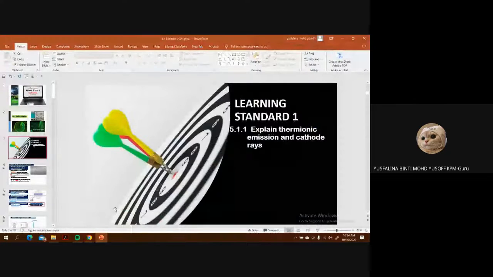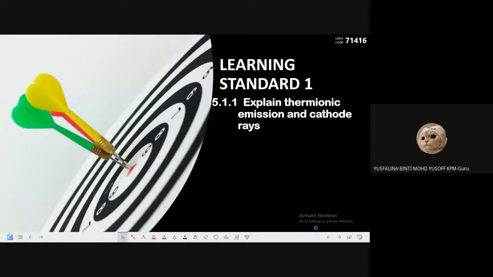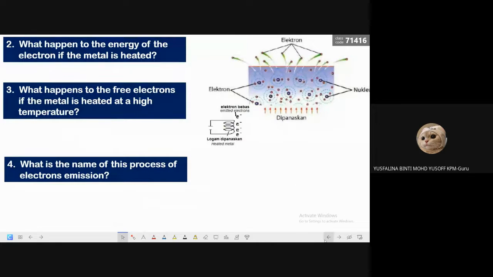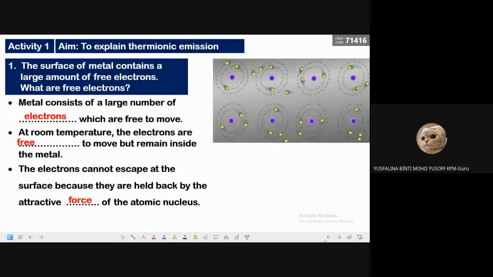That we learn about electrons. Okay, so explain the thermionic emissions and also the cathode rays. So what is the process of thermionic emissions? What does it involve? Okay, so we will look at that in this topic. Right, so explain the thermionic emissions.